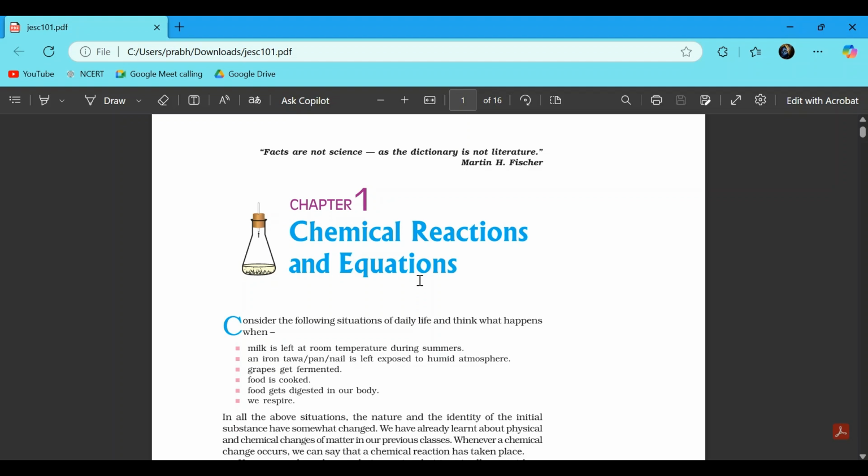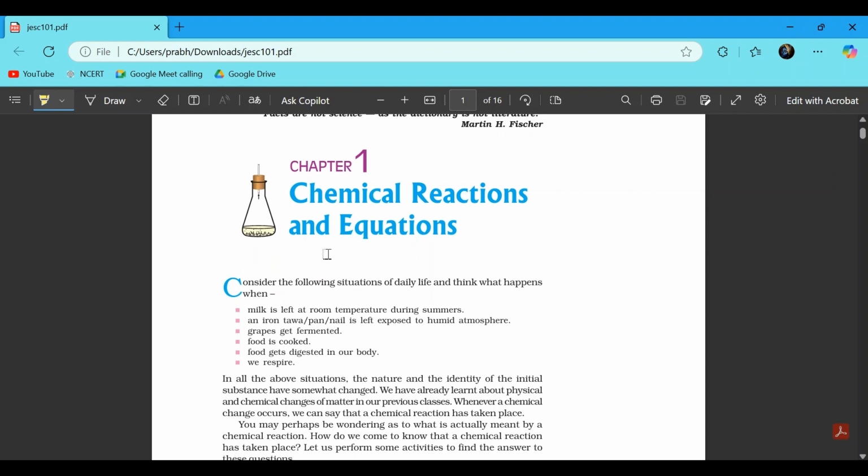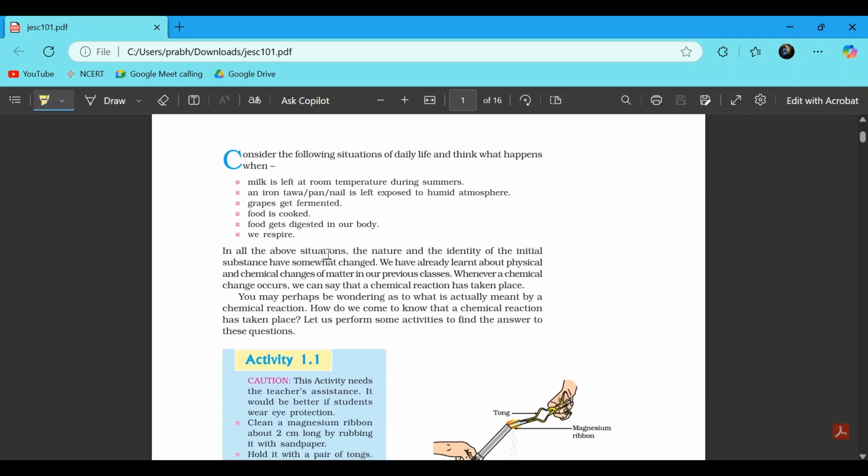Now, welcome back. We will be starting chapter 1 of science. The name of chapter 1 is chemical reactions and equations. So from today onwards, we are going through chapter 1, and I hope that you all are going to focus on this chapter. What are the main contents of chapter 1 that come in the examination?